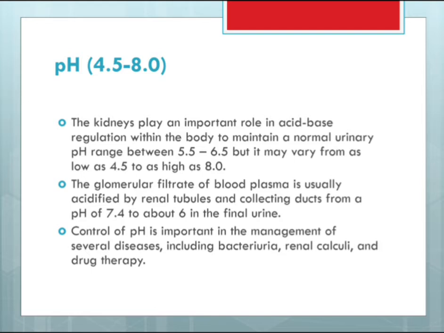The second parameter we'll talk about is pH. pH range 4.5 to 8.0. The kidneys play an important role in acid-base regulation within the body to maintain a normal urinary pH range between 5.5 and 6.5, but it may vary from as low as 4.5 to as high as 8.0. The glomerular filtrate of blood plasma is usually acidified by renal tubules and collecting ducts from a pH of 7.4 to about 6 in the final urine. Control of pH is important in the management of several diseases including bacteriuria, renal calculi, and drug therapy.